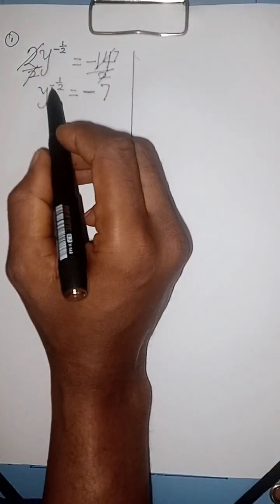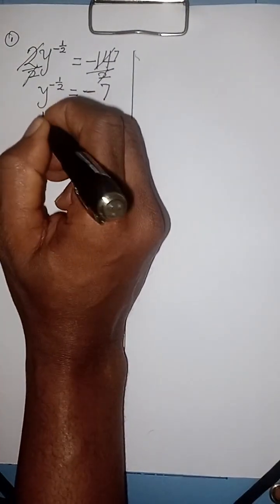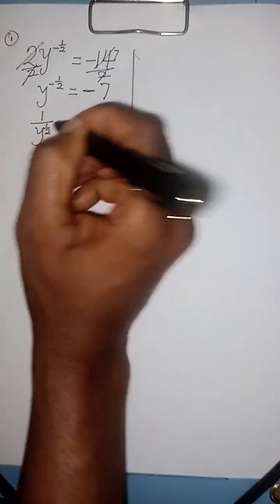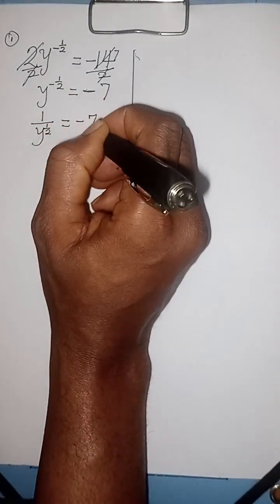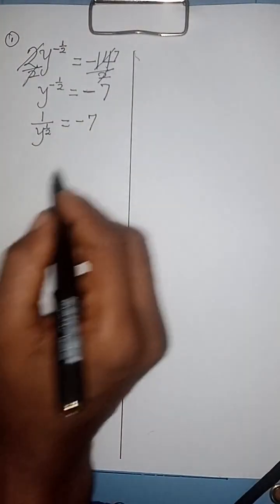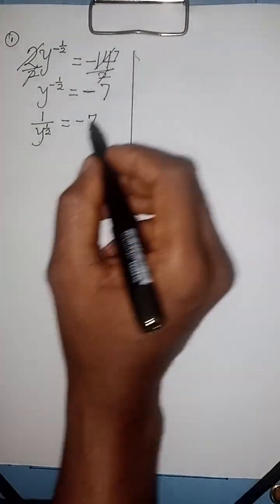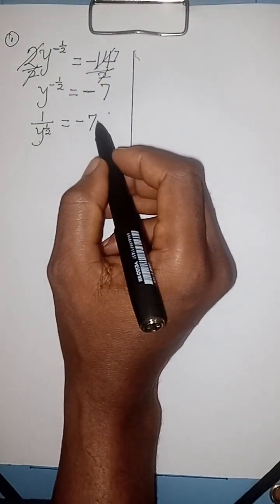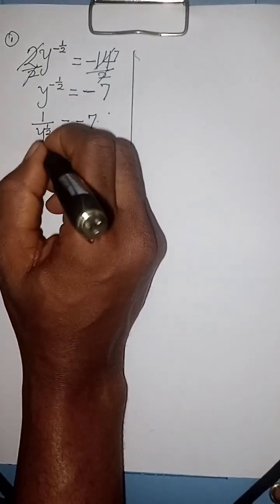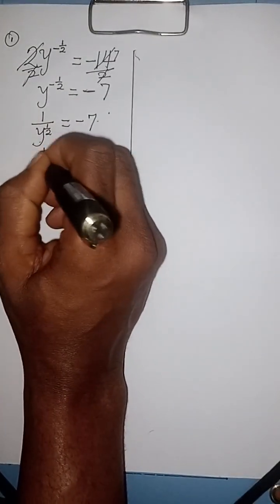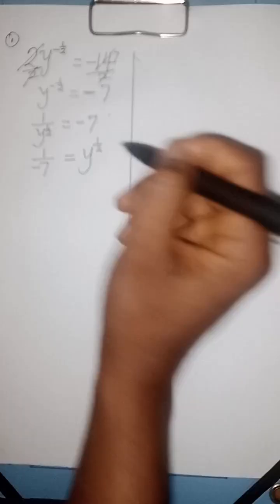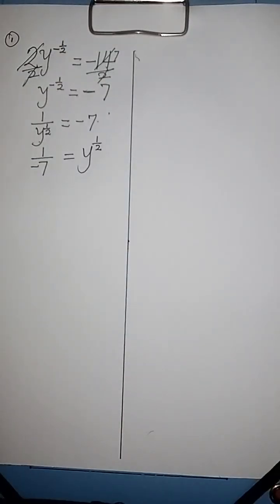Now this is inverse. So I can express it as 1 divide y raised to power half equal to minus 7. I could cross multiply. This will move to this position and minus 7 will move to its position. And if I do that, it's going to be 1 divide minus 7 equal to y raised to power 1 over 2. So they have exchanged positions.